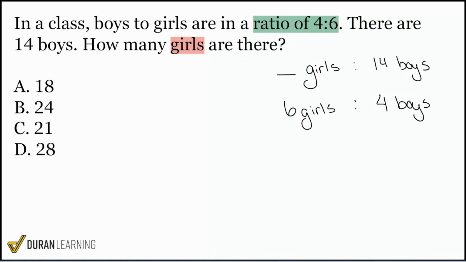As long as we compare the same things in the same way, we're fine. Easiest way to do that is just to write your variable and then put fraction equals fraction. X over 6 equals 14 over 4.